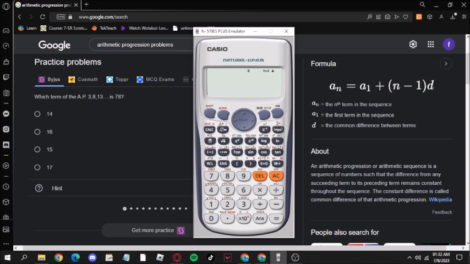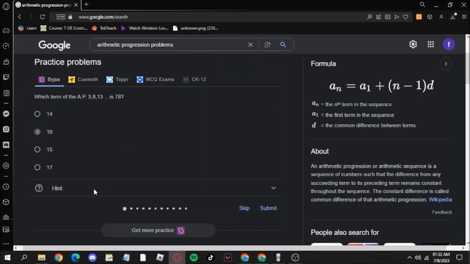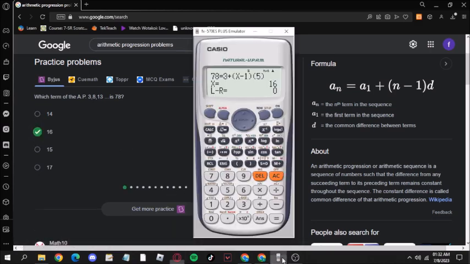So first is to simply follow the formula: 78, alpha, then the equal sign, and then a sub 1, which is 3, plus the quantity, so that n would be our x, we set it as alpha x, then minus 1 times the common difference, which is 5, and then shift and press the calc button, solve, and equals. So we're given the answer of 16, so let's check our answer and let's submit. It turns out it's correct.